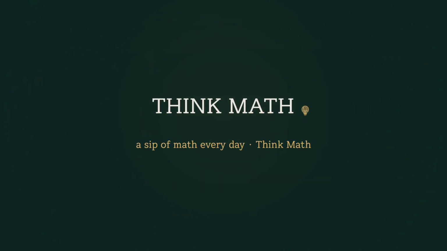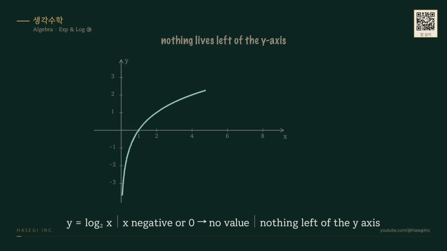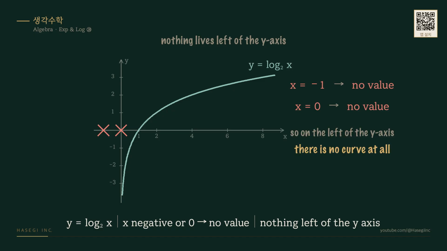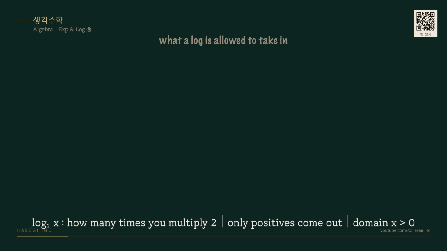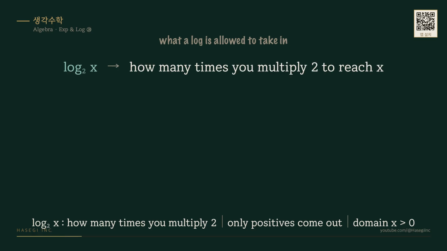Think math. Let us draw the logarithm with base 2, but feed it a negative number, or 0, and no answer comes back at all. So this graph simply does not exist to the left of the vertical axis. Why is that? Log base 2 of x asks how many times 2 has to be multiplied to reach x.